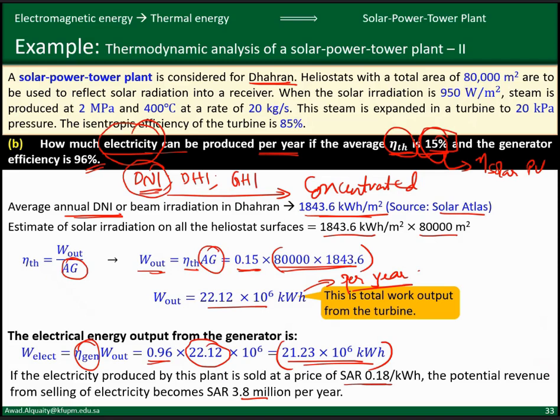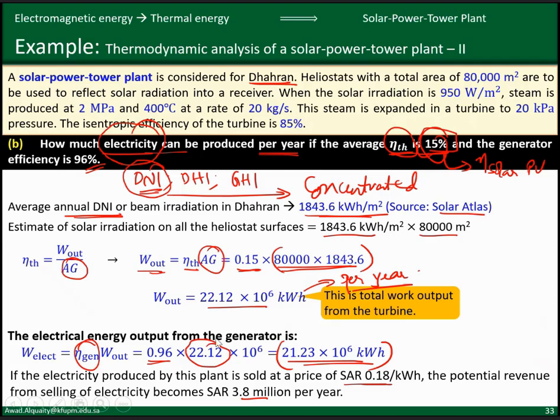So if we build a plant like this in Dhahran with 80,000 square meters, it can give you a revenue of 3.8 million riyal, but it does not come for free, right? There's also some payback time and other aspects. You have to make a capital investment to build this plant, maintain this plant, and so on, which you will be exposed to a little bit when you do your project on the design of solar PV to meet the energy needs of 1,000 homes.